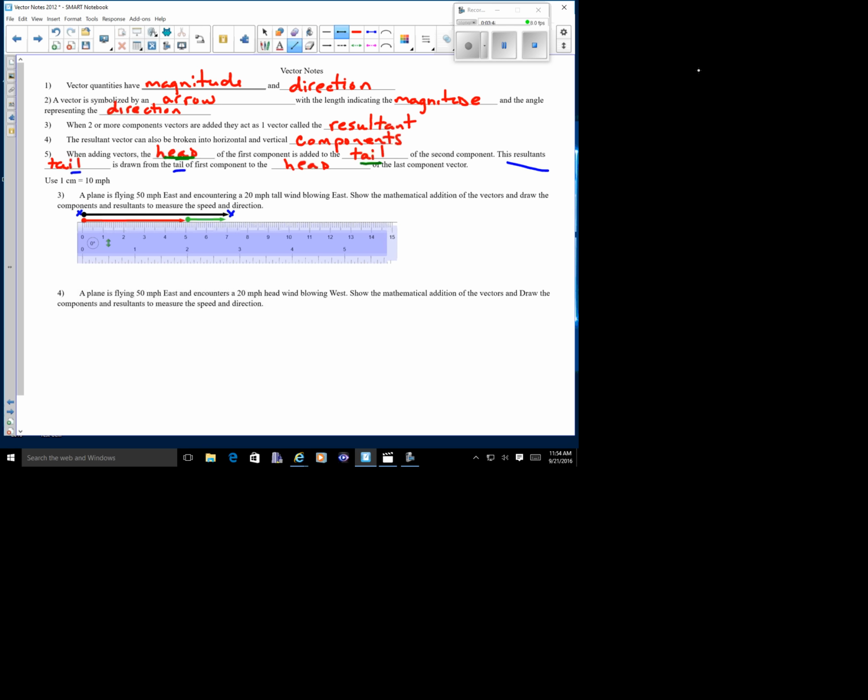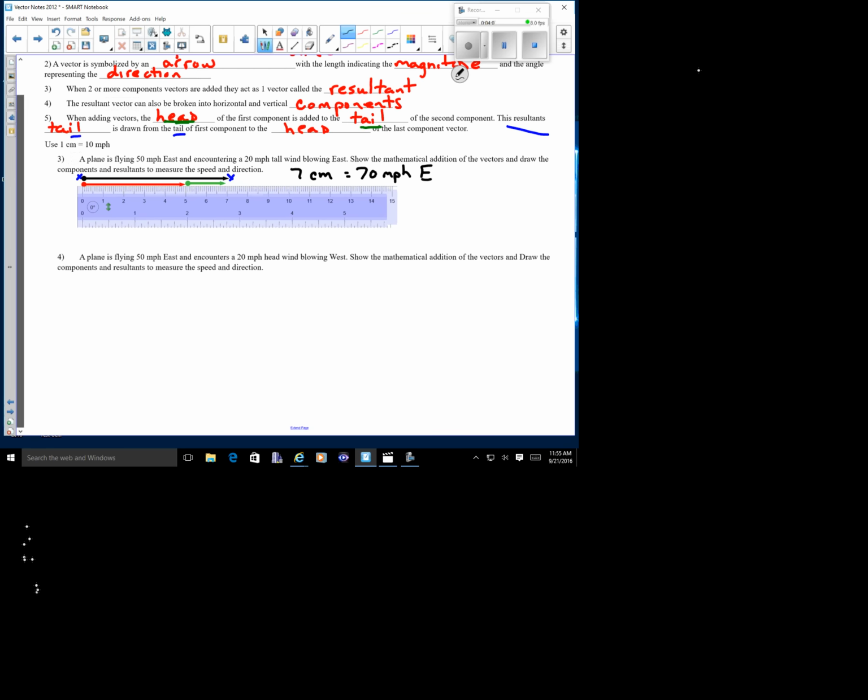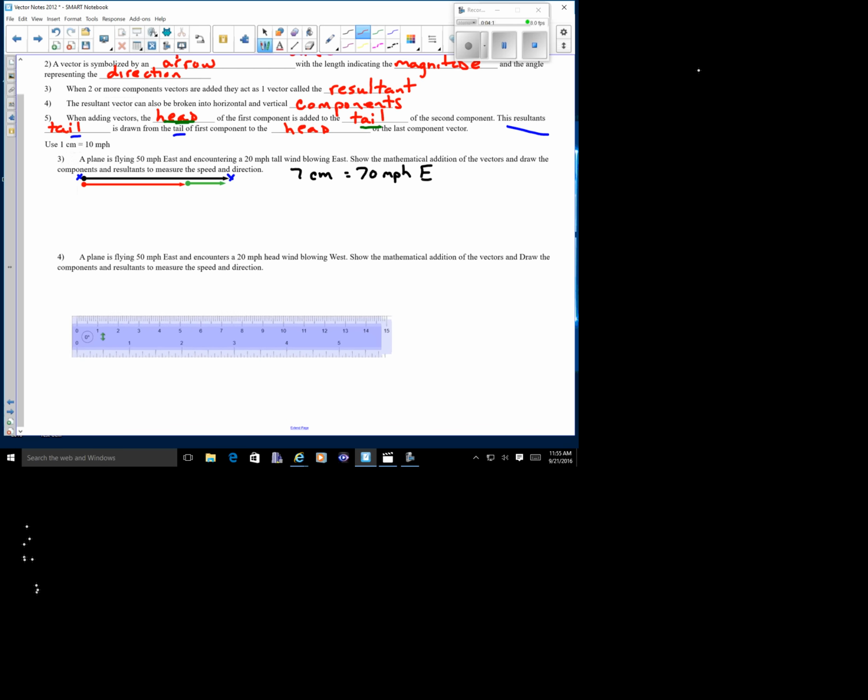On part 4, it's exactly the same thing again, but now the wind is going the opposite direction. So I'm going to start off with my first vector. The plane's going to the east at 50 miles an hour, I guess. And then the wind vector is going backwards. So we have to draw this again. But since it's going backwards, it's not going to go this way. I think I drew it a little bit too long. There you go.